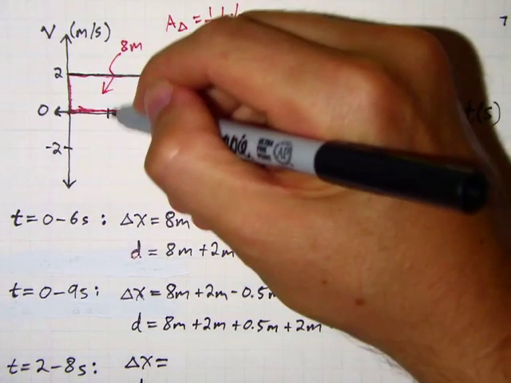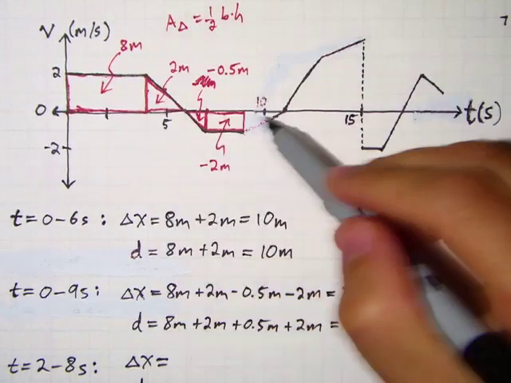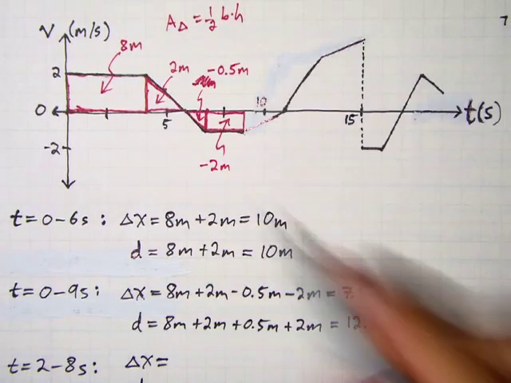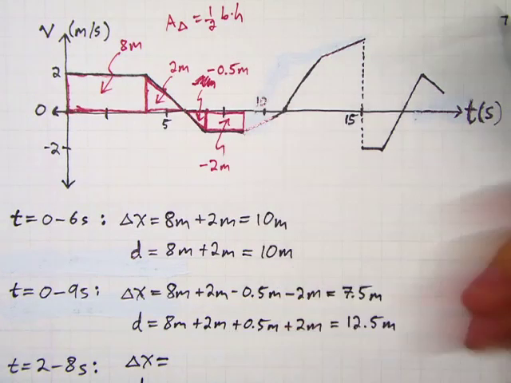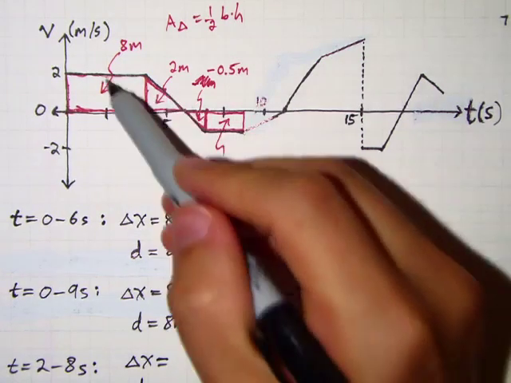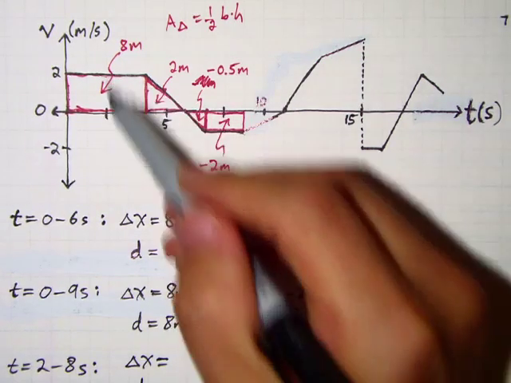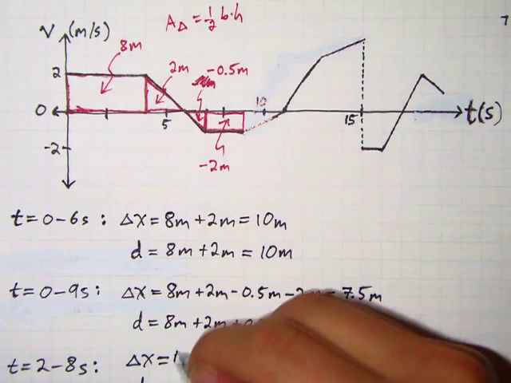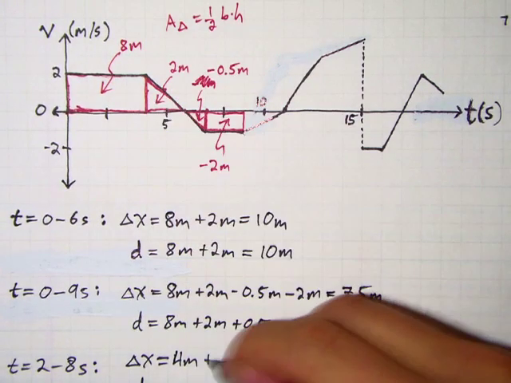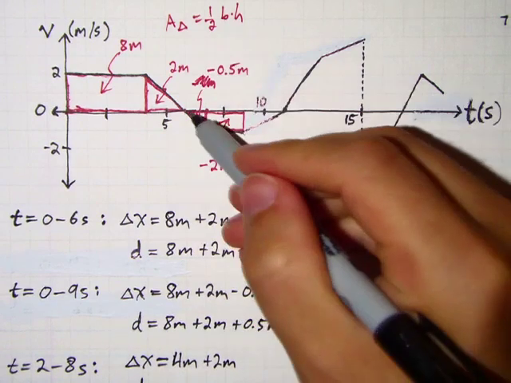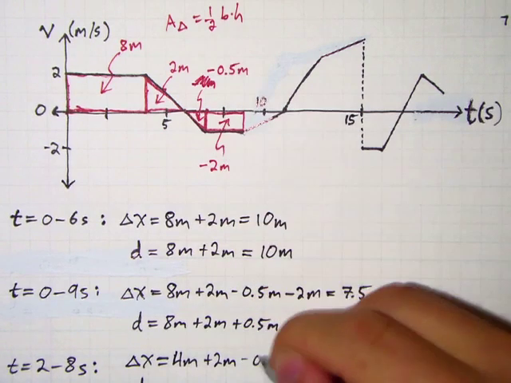Okay, one more, 2 to 8 seconds. So from this time here to this time right here, what's our displacement from this moment to this moment? All right, we've got to add up these displacements again. First, we'll need this box here. That's 2 by 2 is 4. 4 meters right there, plus these 2 meters. Then minus this 1/2 meter, went 1/2 meter backwards.